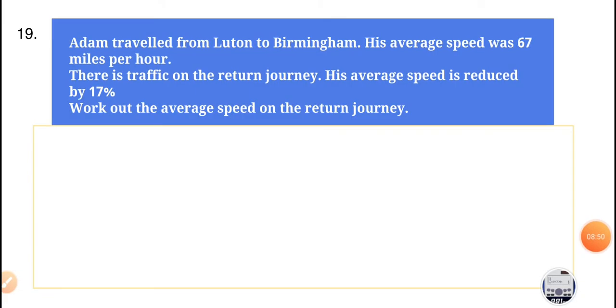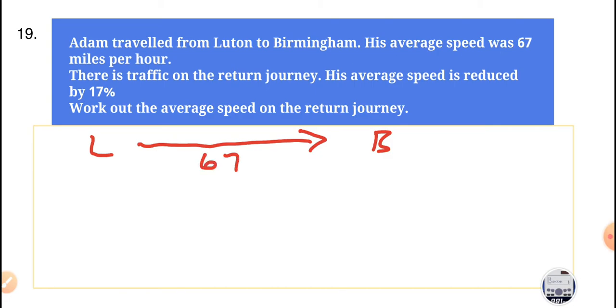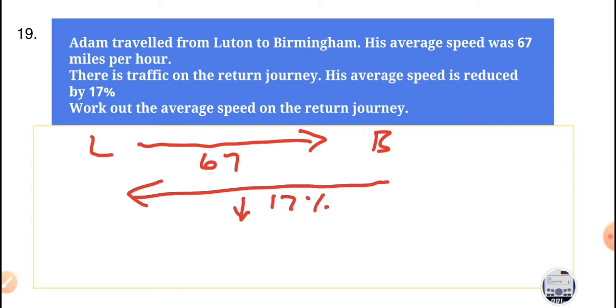Question 19. Adam travelled from Luton to Birmingham. His average speed was 67 miles per hour. There's traffic on the return journey, so on the way back, there's a bit of traffic. His average speed is reduced by, so it's gone down by 17%. Work out the average speed on the return journey. So it's a 17% reduction question.